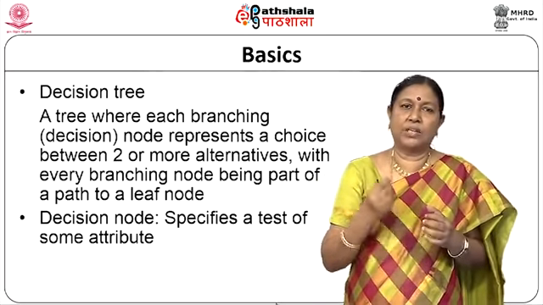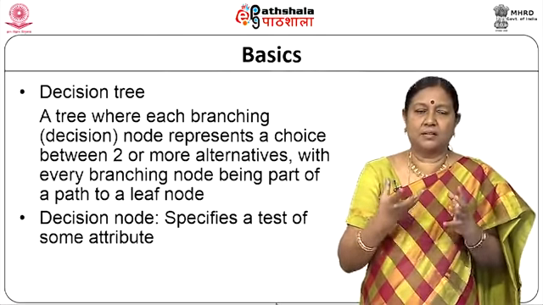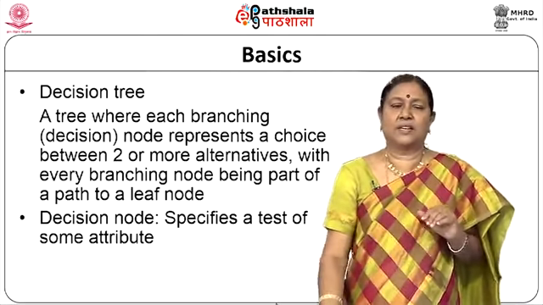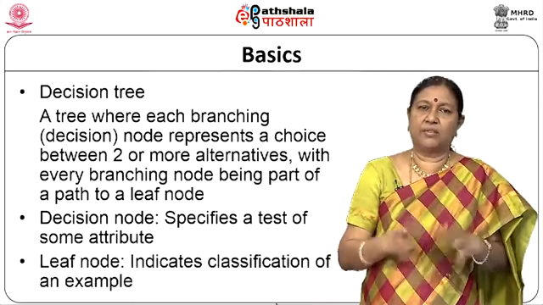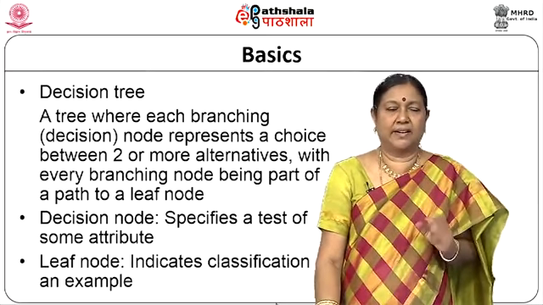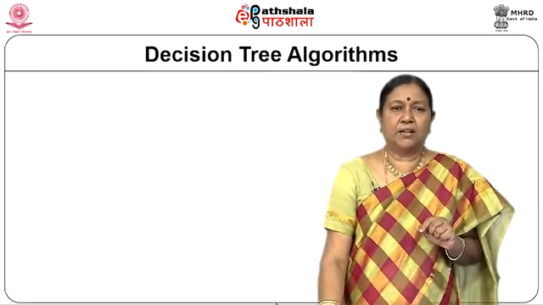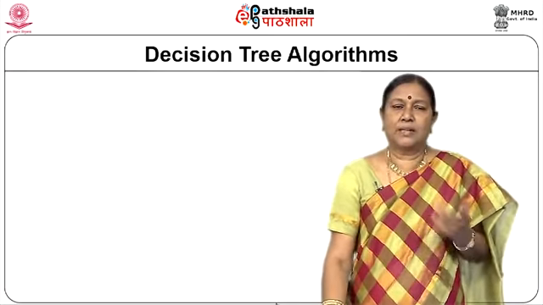As we already told you, each of the attributes has to have some measurable values, and based on that a decision node will specify a test. And the leaf node indicates the final classification of an example, a new example or an old example or a training data example. So, there are many algorithms for decision tree. So, let us look at the algorithms.